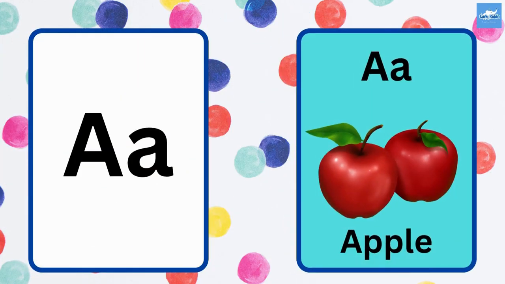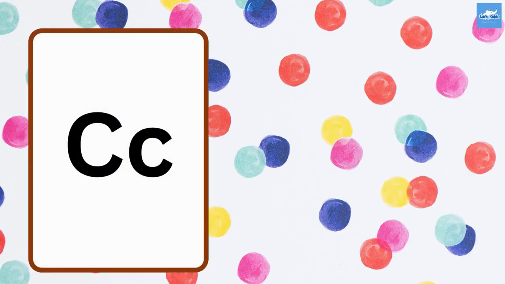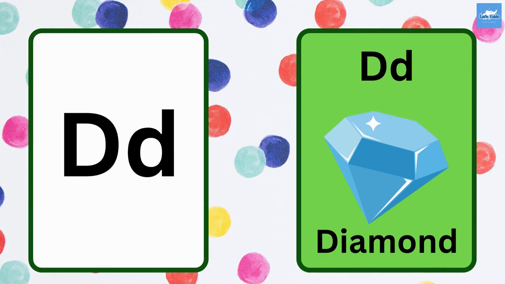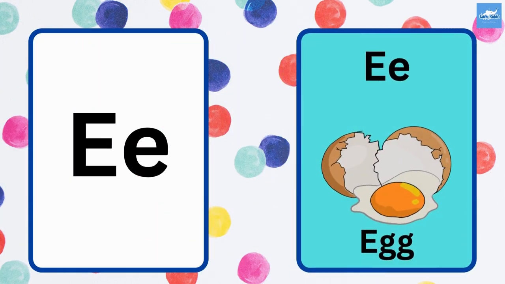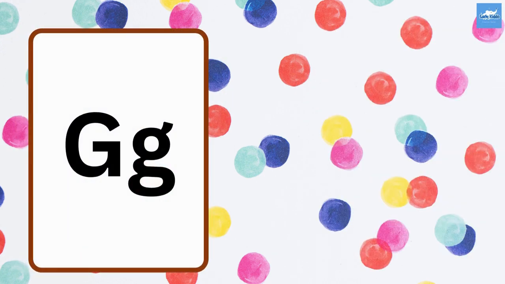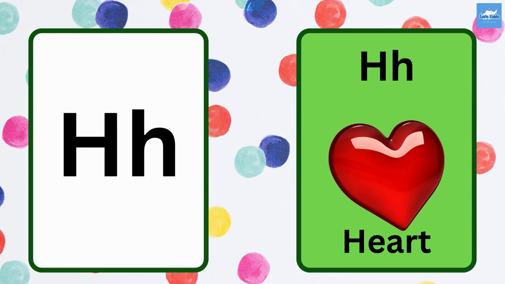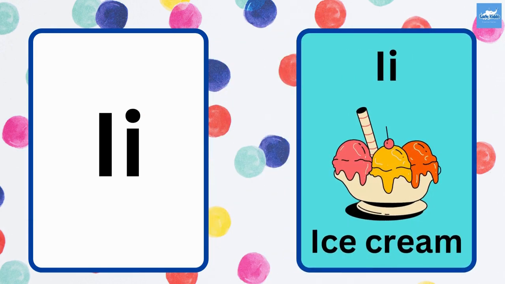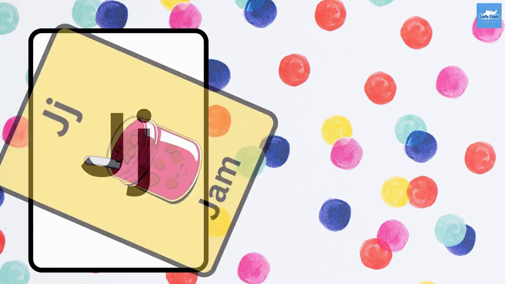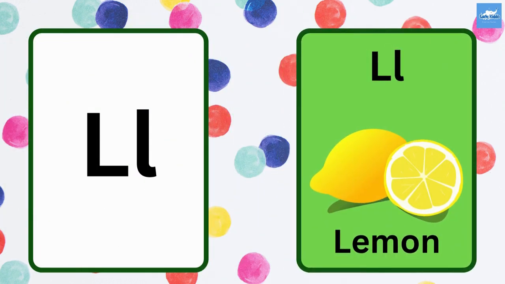Letter A. A for apple. Letter B. B for ball. Letter C. C for cat. Letter D. D for diamond. Letter E. E for egg. Letter F. F for frog. Letter G. G for grapes. Letter H. H for heart. Letter I. I for ice cream. Letter J. J for jam. Letter K. K for kiwi. Letter L. L for lemon.